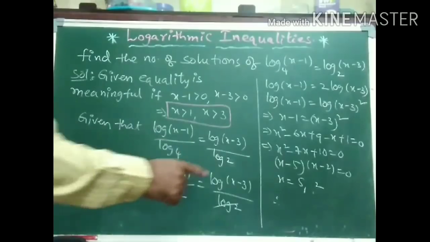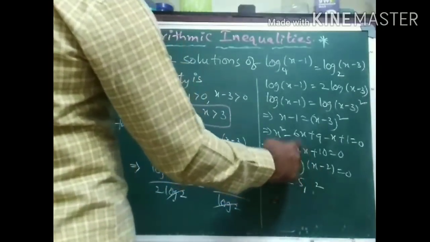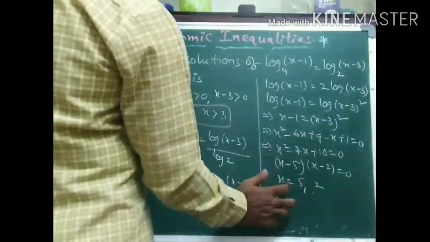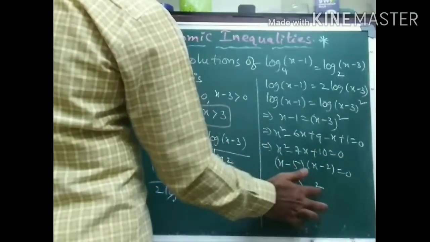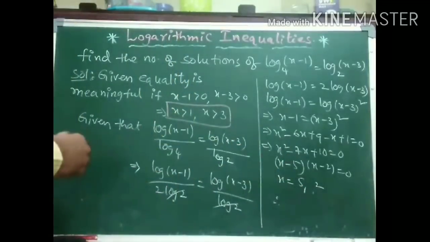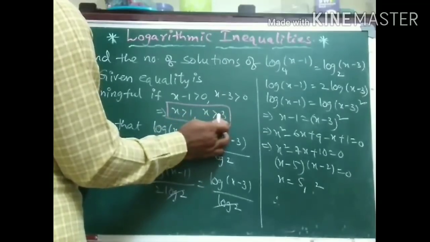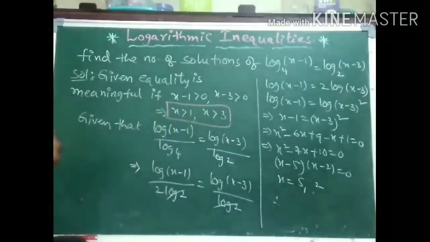Okay, so now (x minus 5) into (x minus 2) are the factors. So on equating we get x is equal to 2 and x is equal to 5. Now we have a condition: x should be greater than 1 and greater than 3. Now here, which satisfies both?